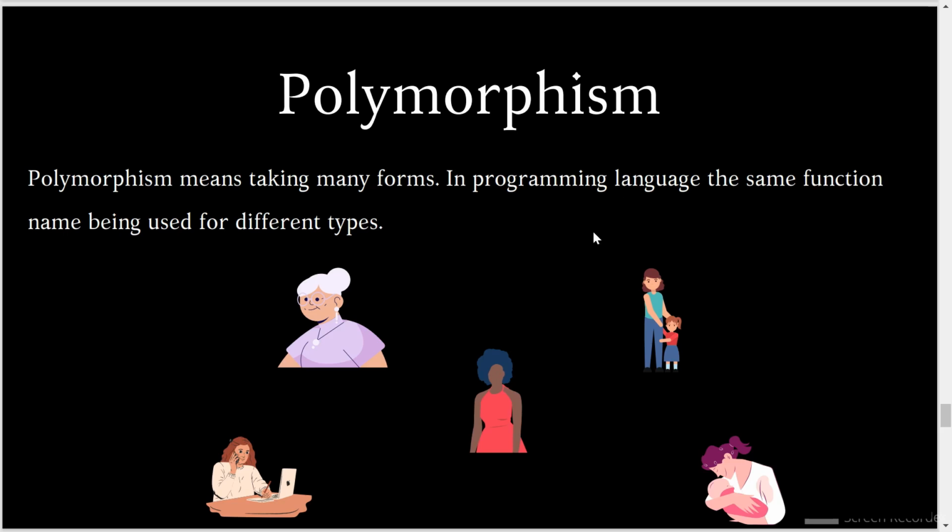Polymorphism is having many forms. Polymorphism means the same function name being used for different types. For example, a woman is at the same time a sister, wife, mother, and employee.